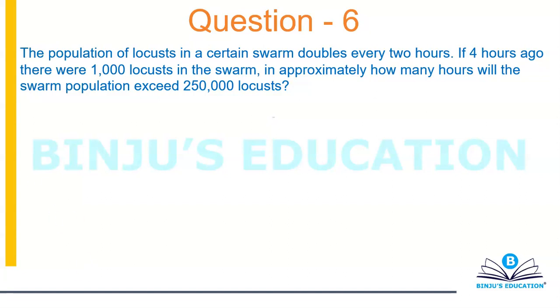Alright, let's try this one. Now you can solve this question with the help of logic also. If you don't want to use the formulas and everything, we can make use of our logic also. Anyways, it says that the population of a locust in a certain swarm doubles every 2 hours. So you can see that you have a growth factor of doubling. This is your growth factor.